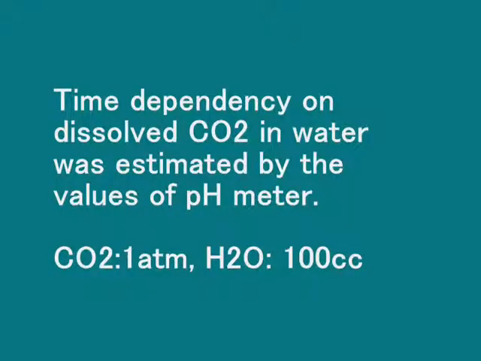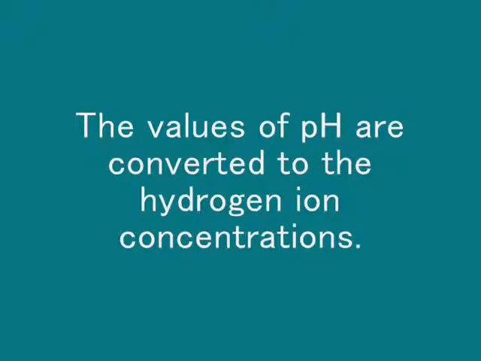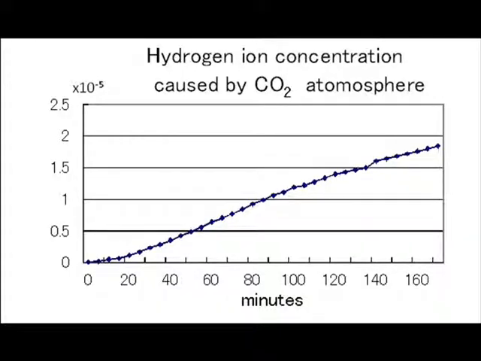Time dependency on CO2 dissolved in water was estimated by the values of the hydrogen ion concentration meter. CO2 is 1 atm, H2O is 100 cc. The values of pH are converted to the hydrogen ion concentration.